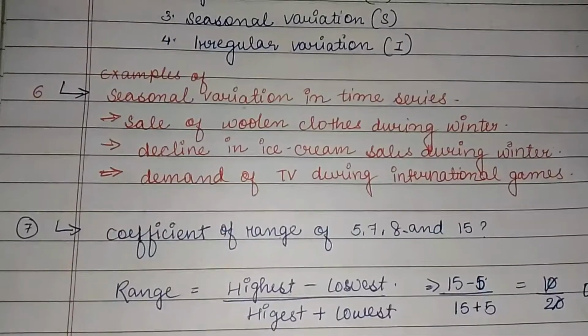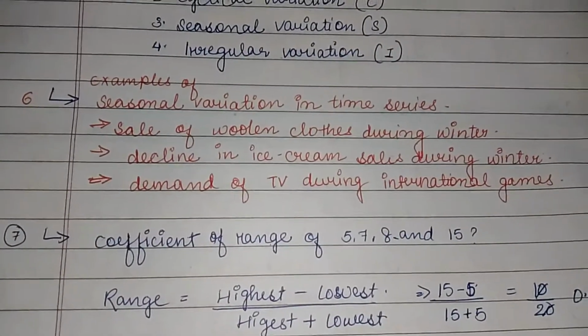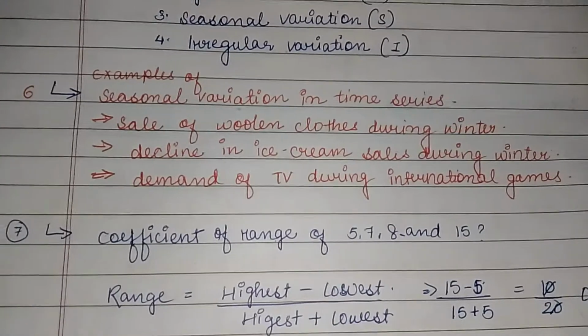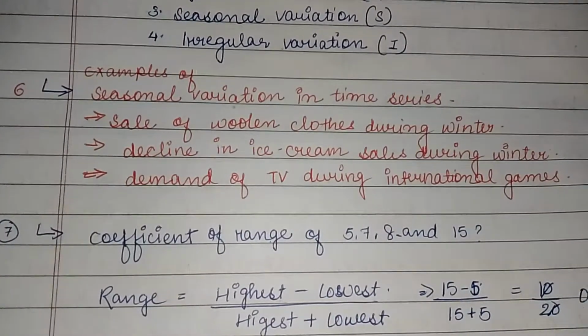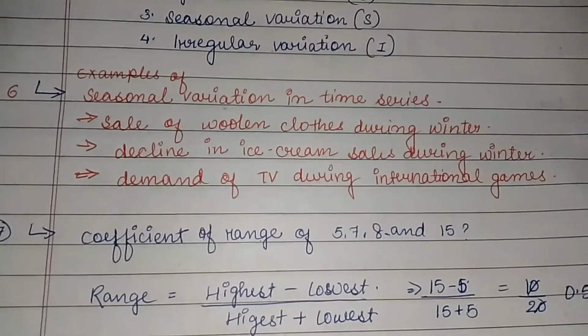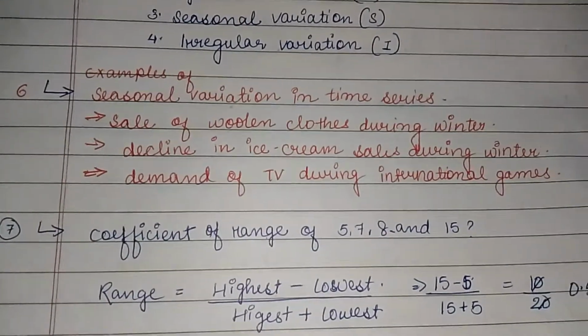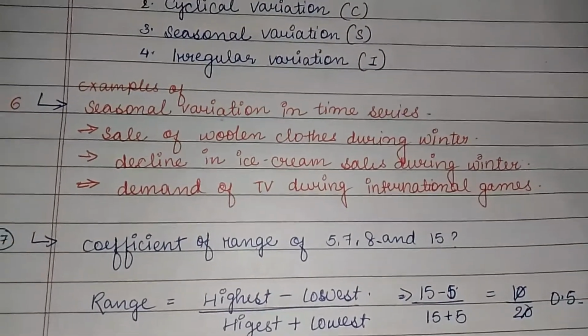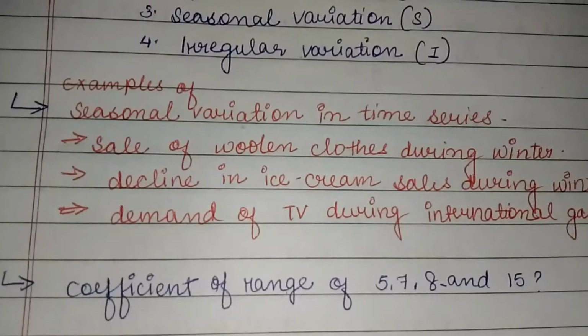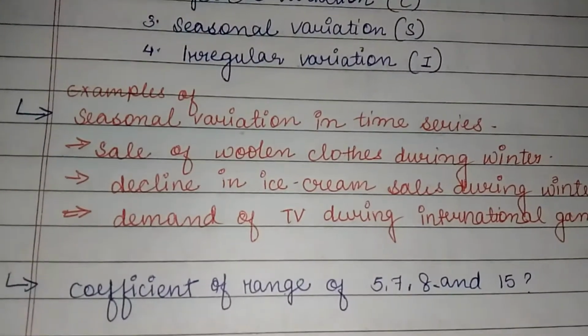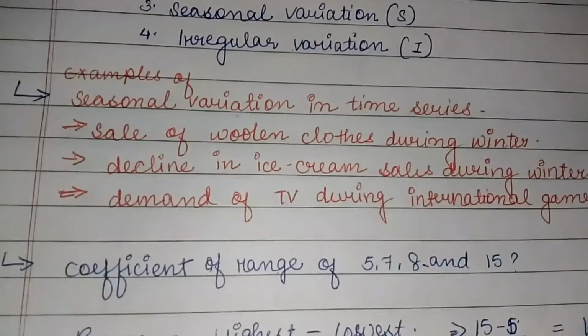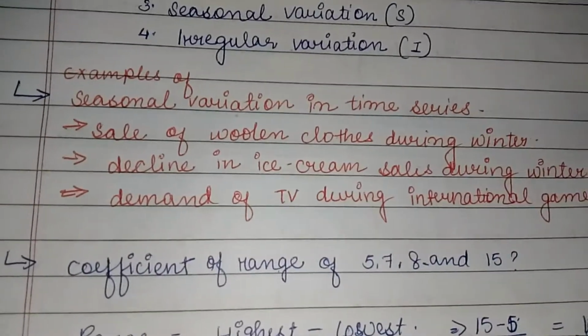Number 6, examples of seasonal variation in time series. Number 1, sale of woolen clothes during winter, decline in ice cream sales during winter, demand for TV during international games, demand for tea during winter, and demand for cold drink during the summer seasons.